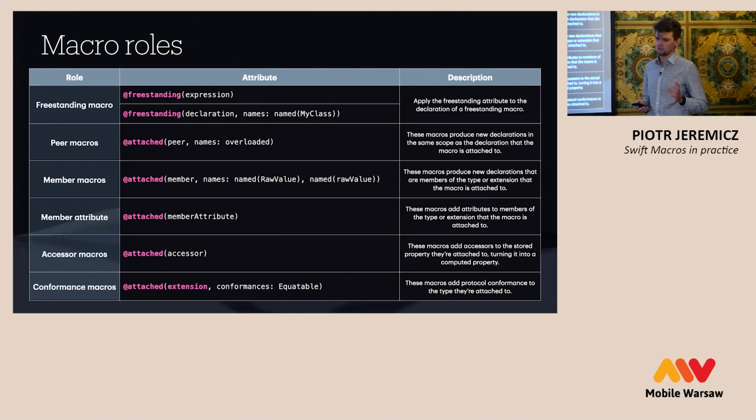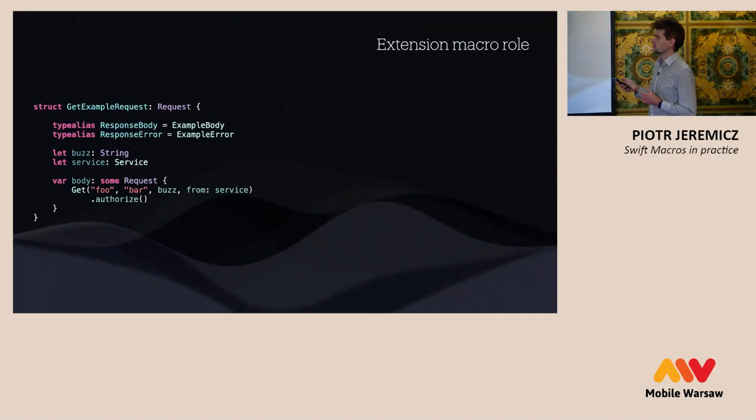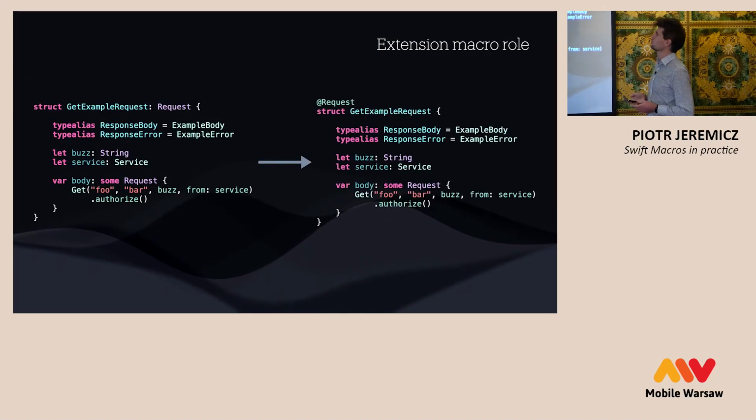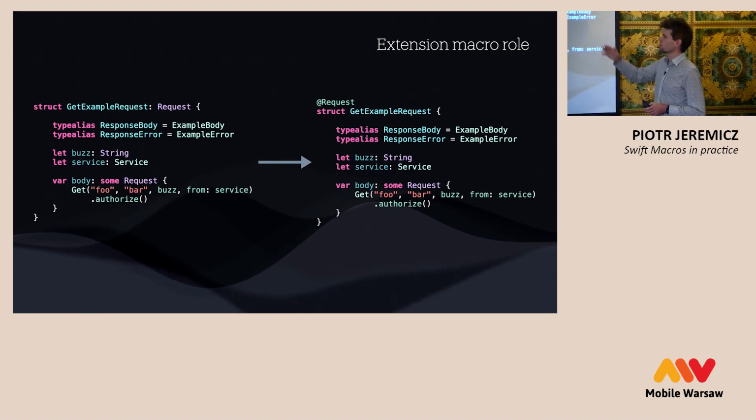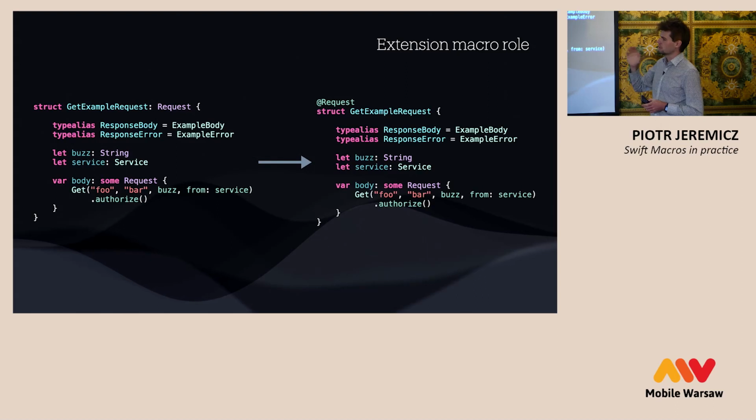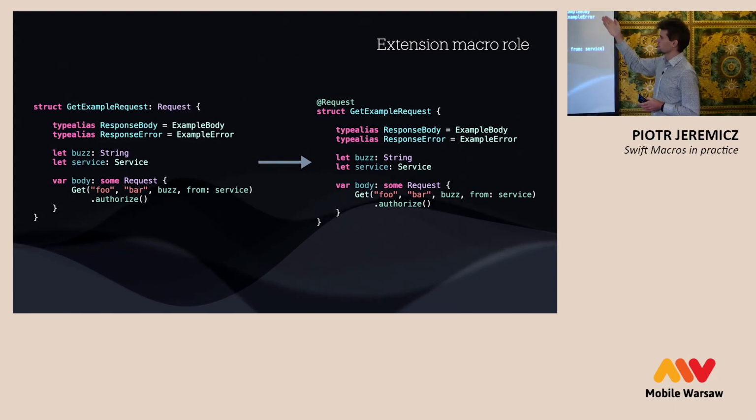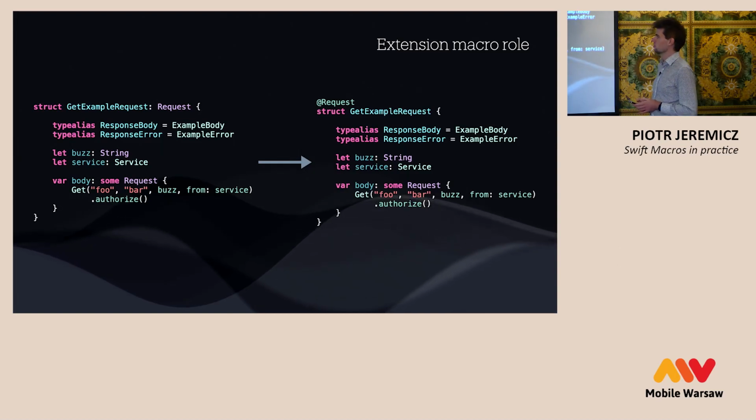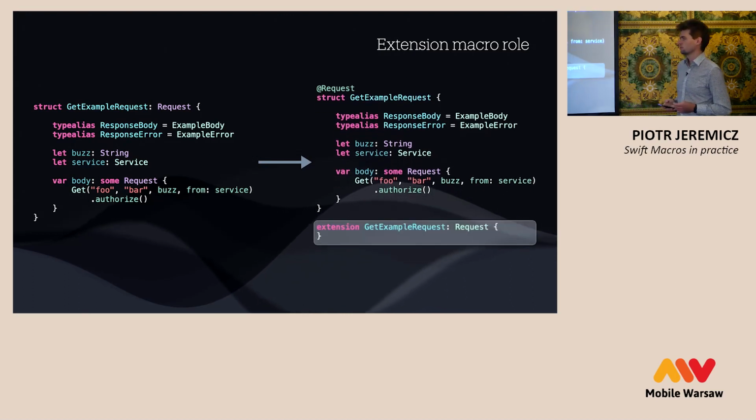Even documentation is not consistent in that situation. So we will start with the extension macro because it's simple. We would like to take a protocol that getExampleRequest inherits in this implementation and put it as a macro at the top of the structure declaration. So it's easy and it's a good point to start.